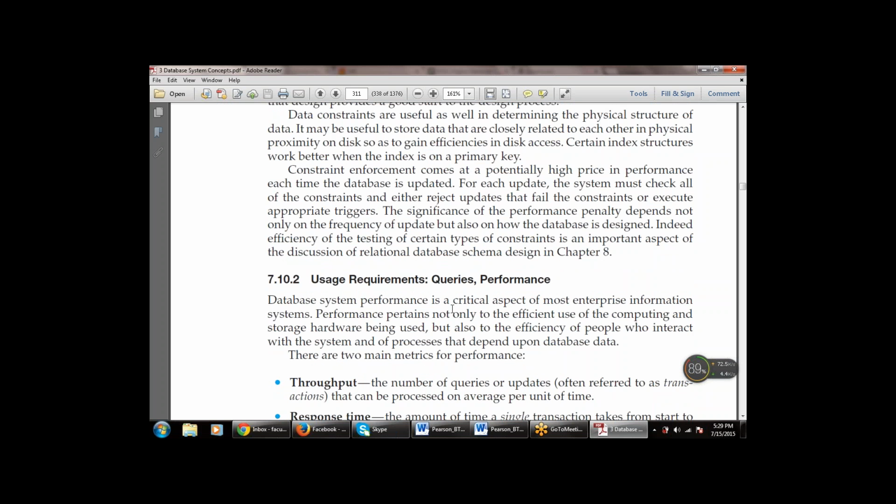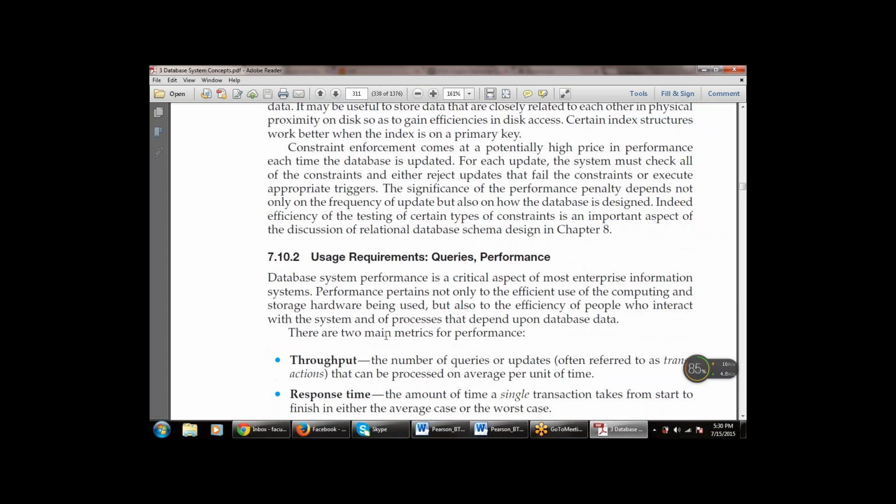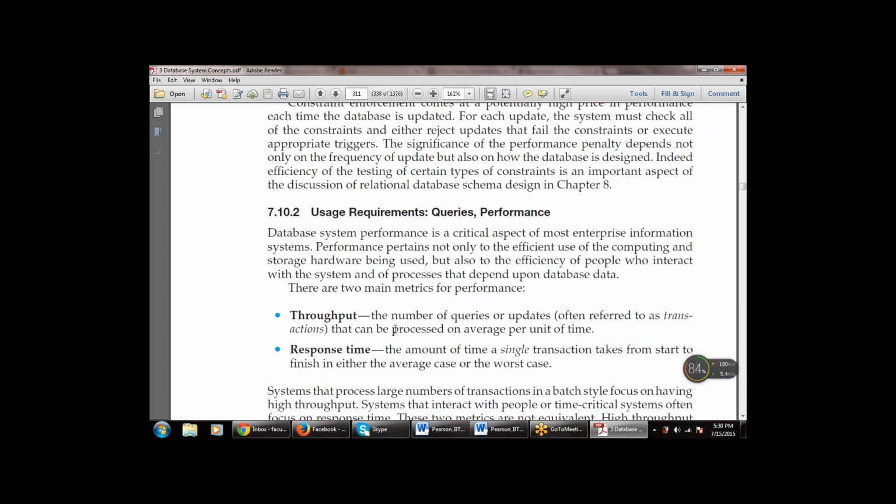The next topic is the usage requirements, which is also an aspect of database design. What are the requirements of the usage, or we can say the user requirements? Database system performance is a critical aspect of most enterprise information systems. Performance pertains not only to the efficient use of the computing and storage hardware being used, but also to the efficiency of the people that interact with the system, which depends upon the database or data.